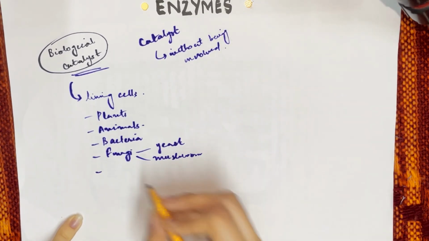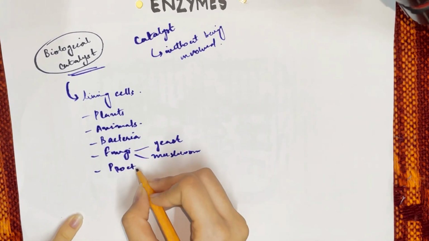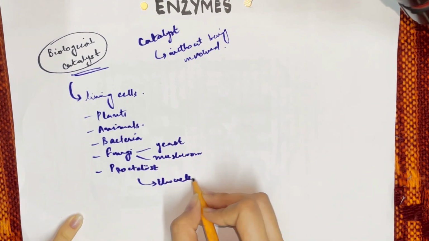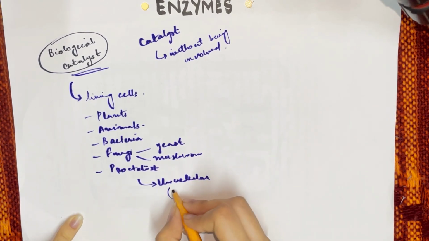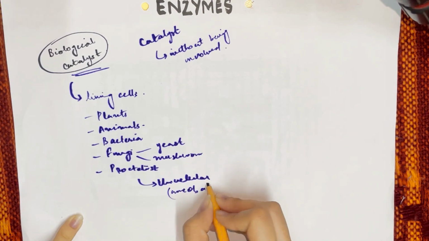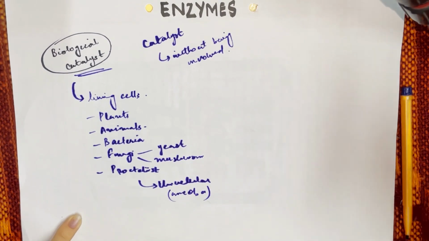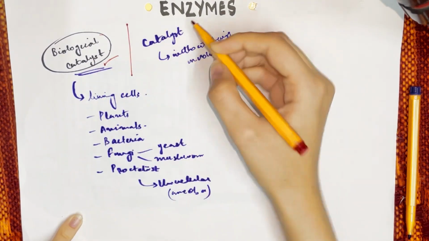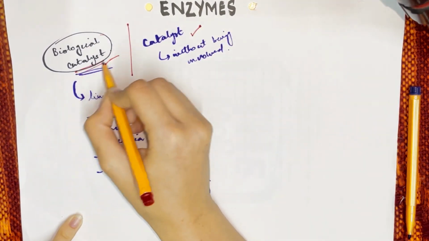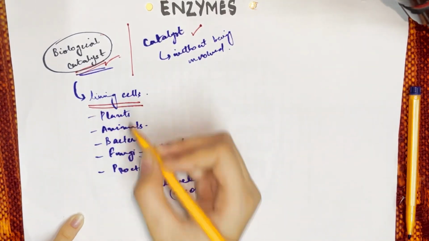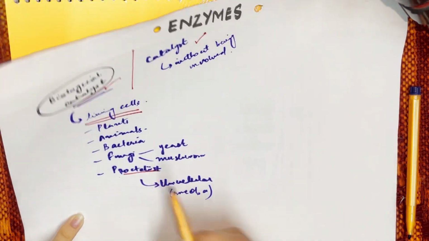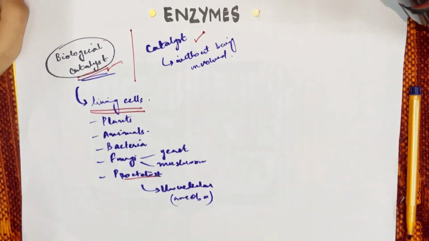Or we can also talk about Protoctists. How do we know that Protoctists are also living organisms? They are unicellular in nature, for example, amoeba. This is the basic difference between a catalyst and the biological catalyst. The biological catalyst is mainly present in all the living cells, or all the plants, or all the animals, bacteria, fungi, or the protoctists, whether they are unicellular or multicellular.